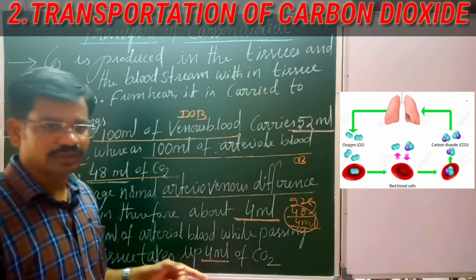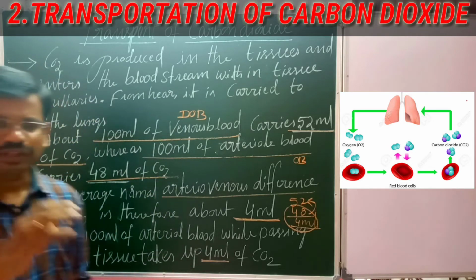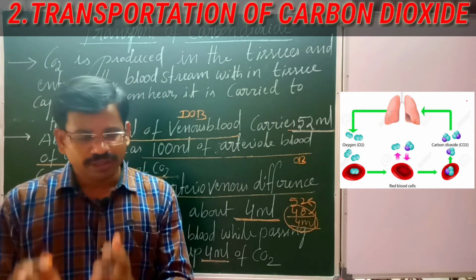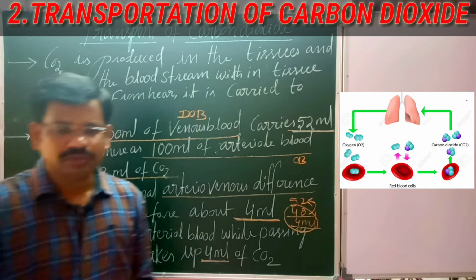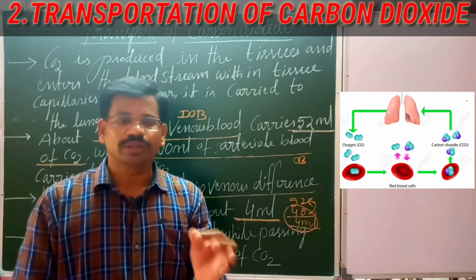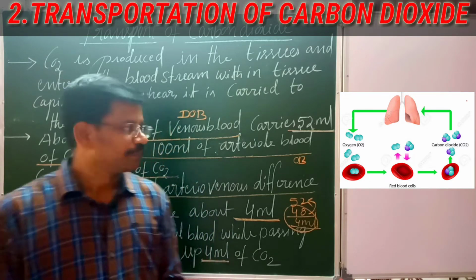You are very clear about that, right? Basically, during the transportation of gases between the body cells or tissues and the lungs, carbon dioxide transportation is going on. How is the carbon dioxide transportation going on?